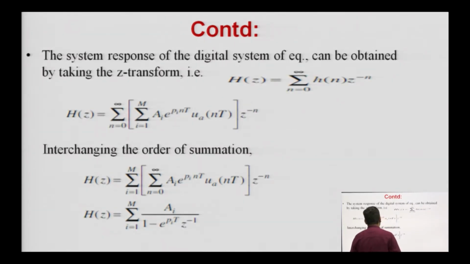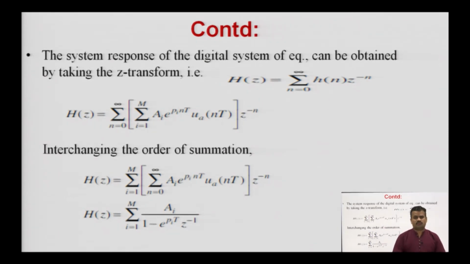Now, the last step is what? Now, you have h of n. From h of n you have to convert into h of z. So, simply you have to take the z transform here. So, in the third and last step, you have to take the z transform of this.